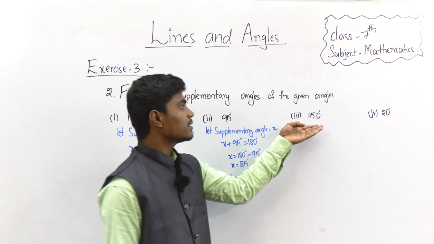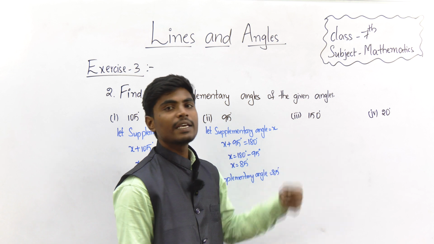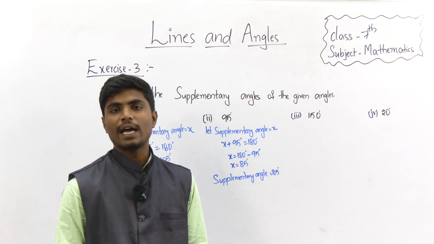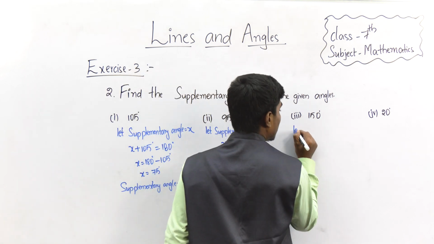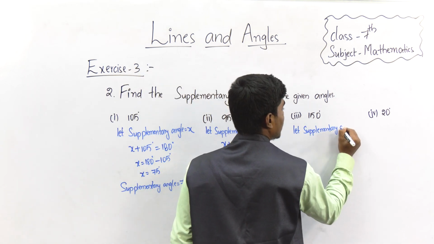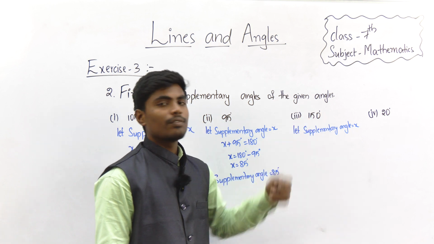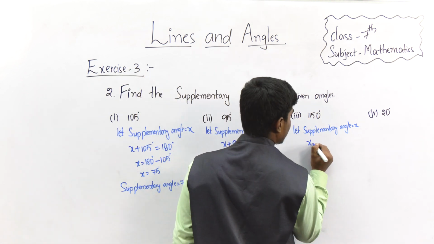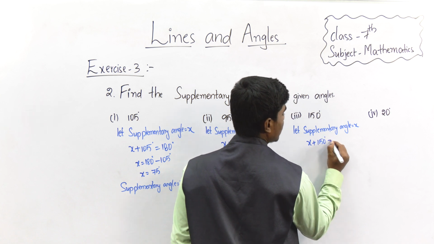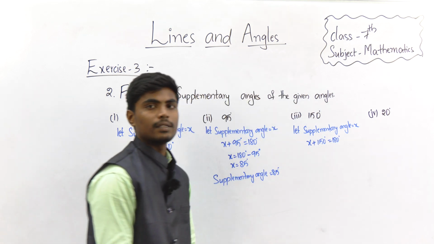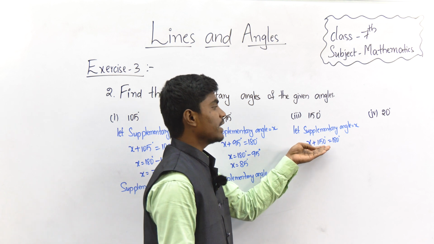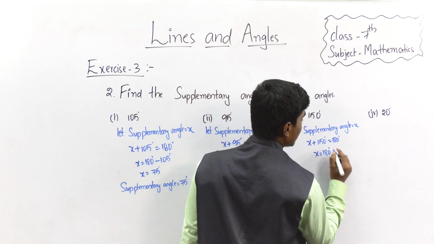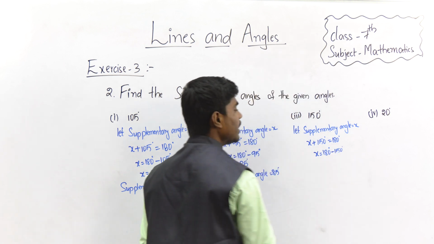Okay, next, the third one. The angle given is 150 degrees. Let the supplementary angle be x. So x plus 150 is equal to 180 degrees. Okay, we take 150 to the right side. So x is equal to 180 degrees minus 150 degrees.